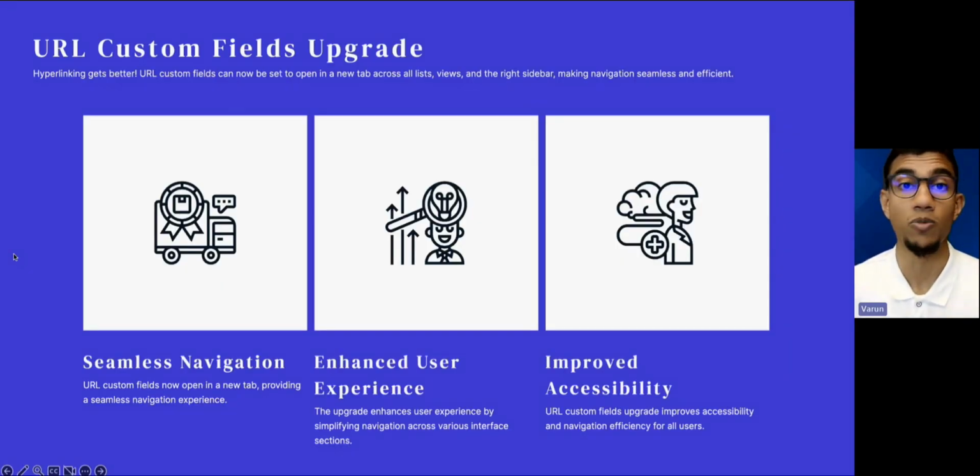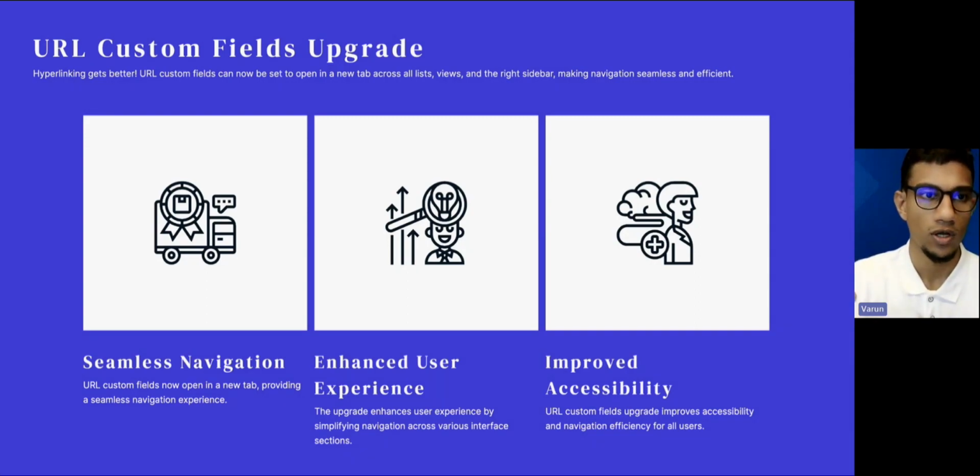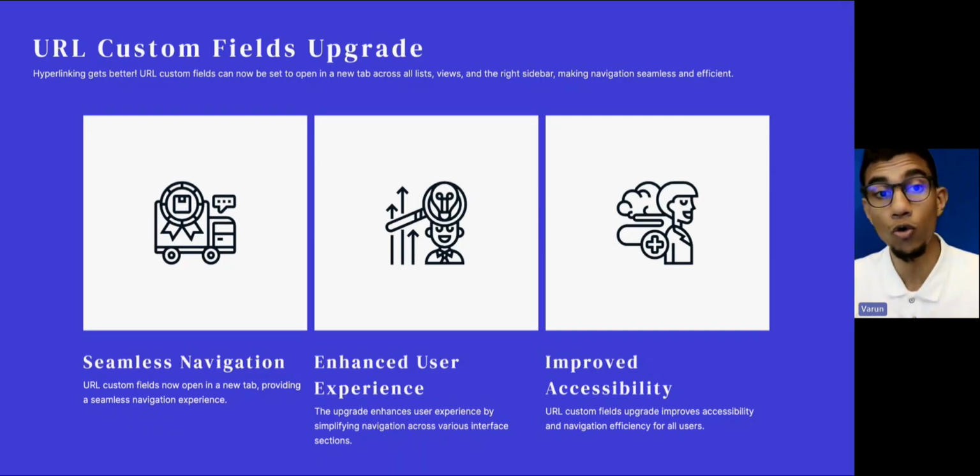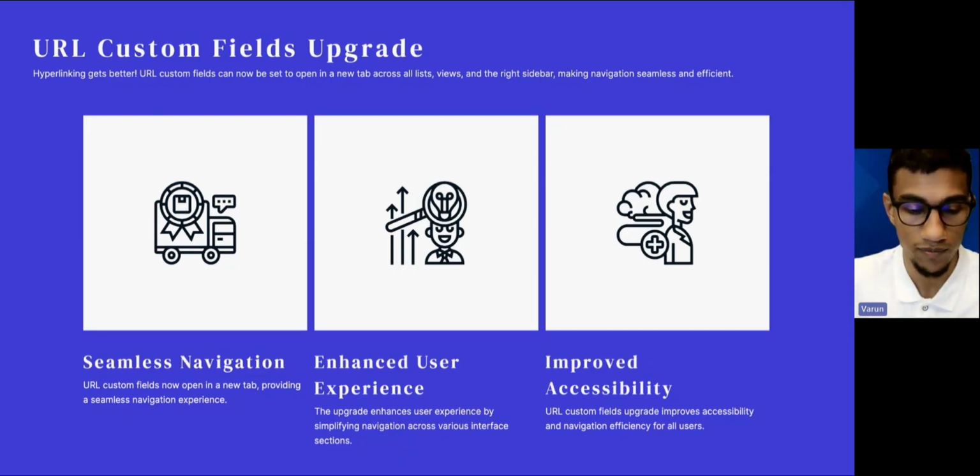URL custom fields upgrade. So everybody, I'm sure that you're all aware of the fact that we can create custom fields having the field type as URL. You will be able to provide links there. But right now we have made a small tweak to that. Hyperlinking gets better. URL custom fields can now be set to open in a new tab across all the lists, views, and the RSP, the right sidebar. So how can we do that? Let's see.